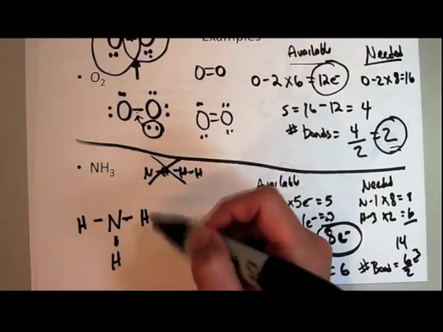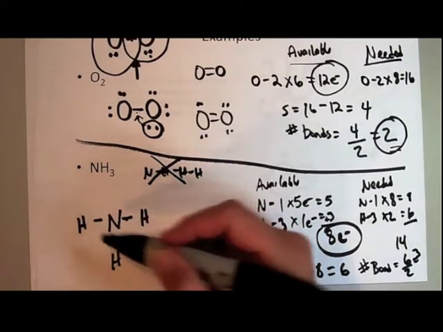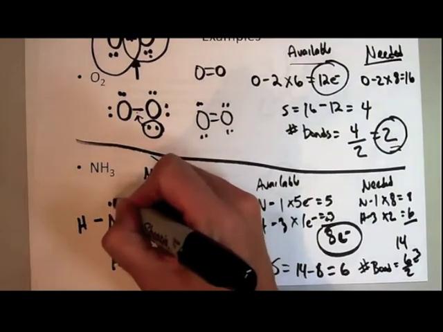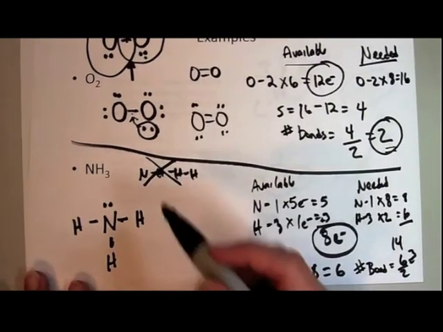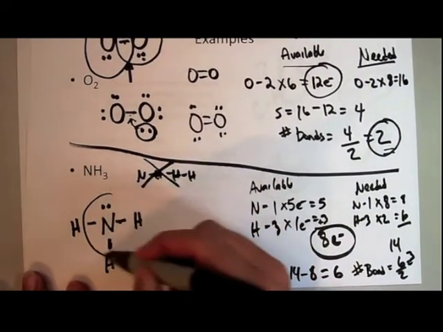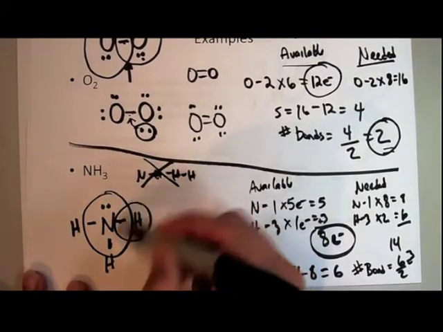And so then it says, if all the terminal atoms are satisfied, then go to the central atom and place your remaining electrons. And since I had 2 left, I placed them on the central atom, that is nitrogen. So you can double check, nitrogen has 8 and each hydrogen has 2.